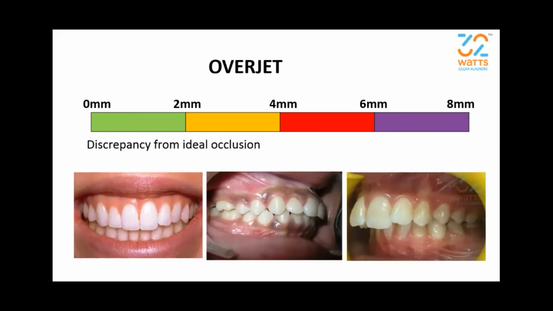Similarly for the overjet, now this chart or the bar graph which you are seeing here is the discrepancy from the ideal occlusion, because in an ideal occlusion we have approximately 1 to 2 millimeters of overjet, which is normal. So any deviation from the normal overjet, we have categorized the malocclusion as mild, moderate, standard, and advanced. So if there is a deviation in overjet from 2 millimeters up to 4 millimeters, it is a moderate category.